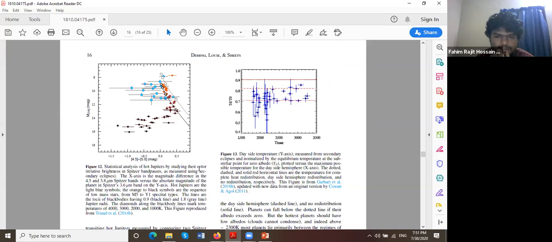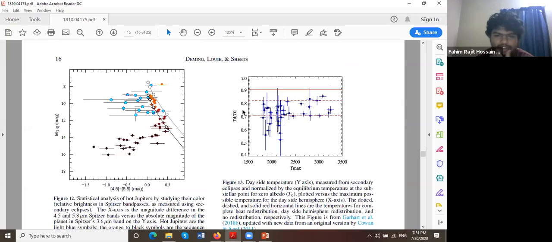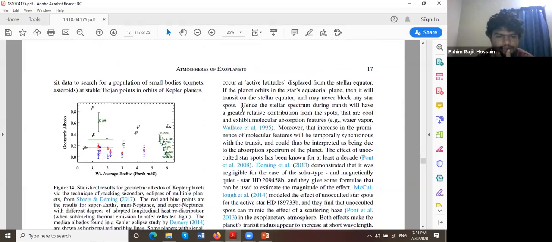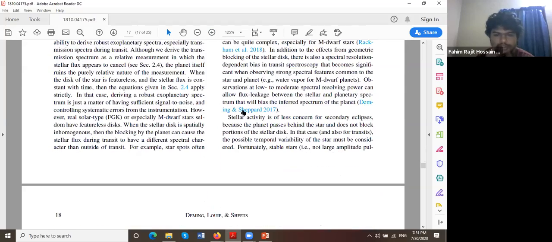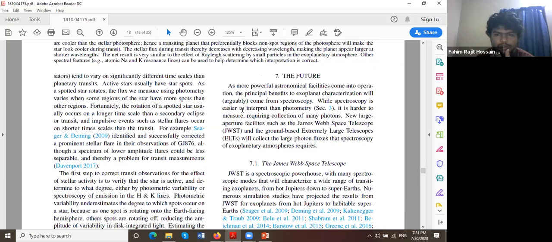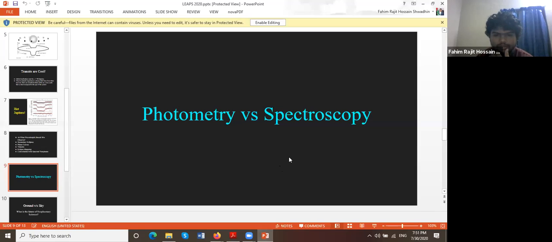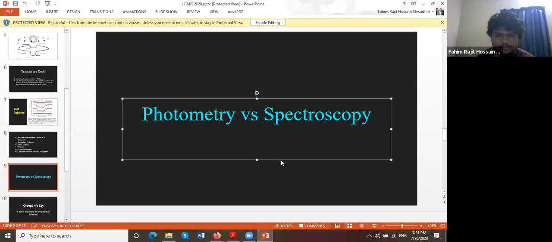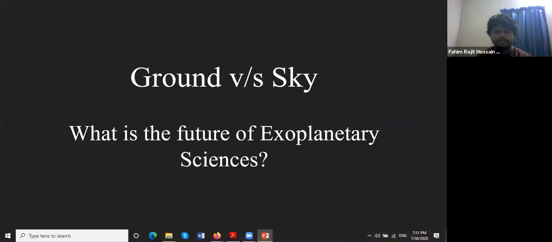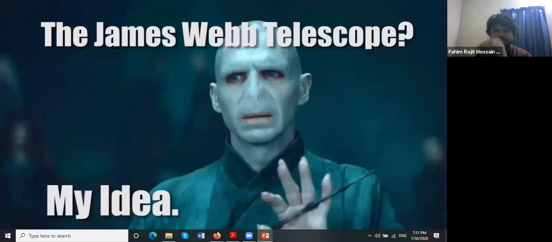So here are some cool statistical measurements of exoplanets. Again, I'm taking that extrasolar activity. Of course, there will be stellar activity. Okay, so we have already talked about groundwork. Now the important thing is the future.